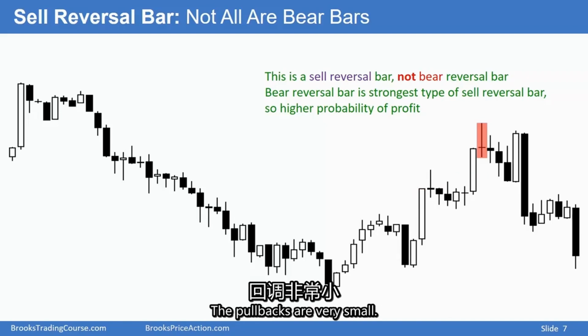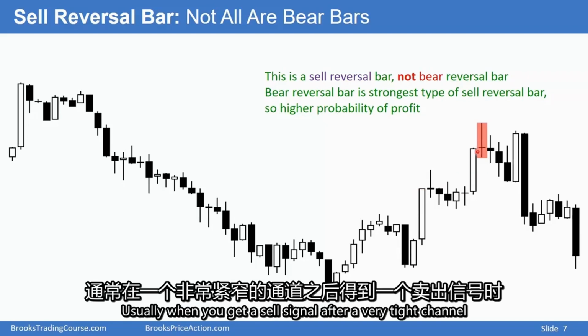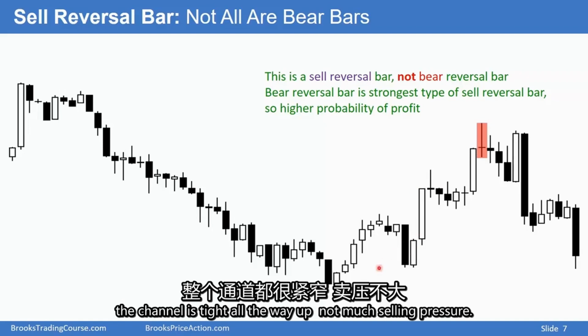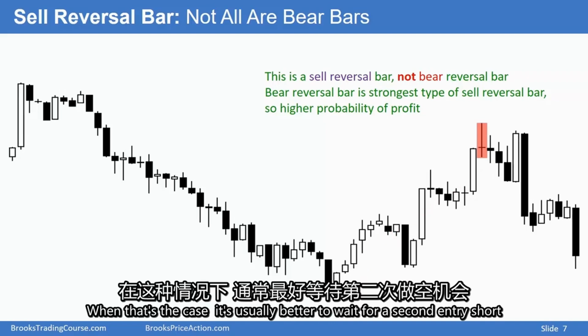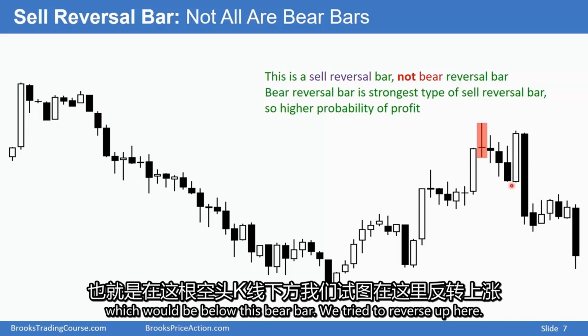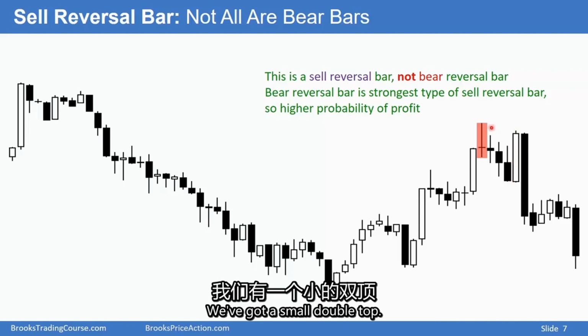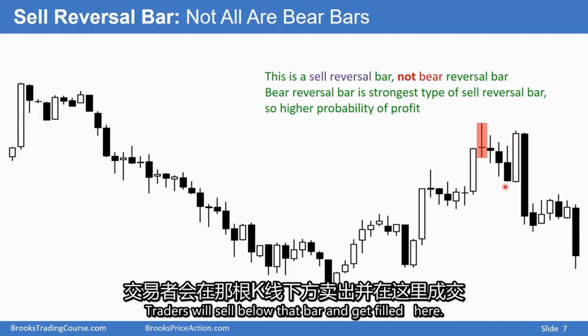The pullbacks are very small. Usually when you get a sell signal after a very tight channel, the channel is tight all the way up. Not much selling pressure. A lot of bull bars, not many bear bars. When that's the case, it's usually better to wait for a second entry short, which would be below this bear bar. We tried to reverse up here. We got a small double top. Traders will sell below that bar and get filled right here.